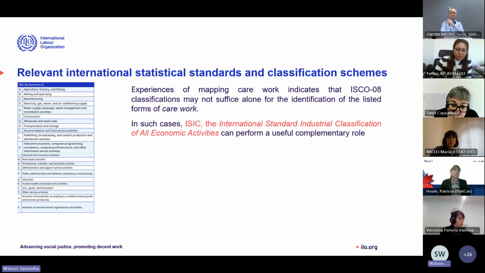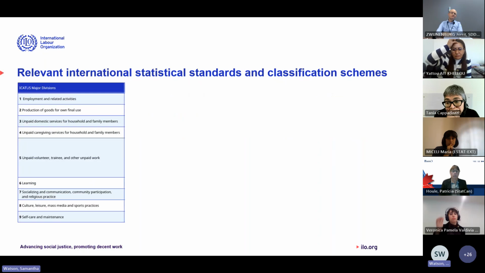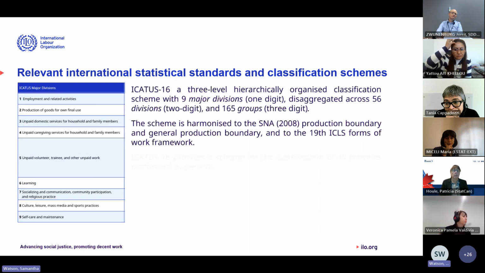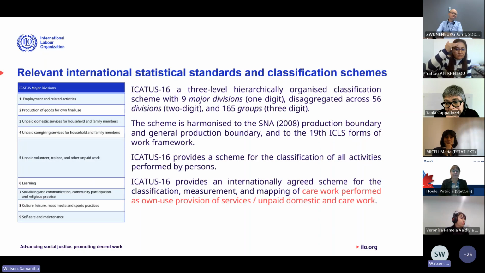And then experience of mapping care work indicates that ISCO classifications don't always suffice for the identification of the listed forms of work. So ISIC, the International Standard Industrial Classification of Economic Activities, is often used in a complementary role as a supplement. So the two are relied on together. I'm not going to tell you what EG-TUS is; I think everyone here is very familiar with EG-TUS.